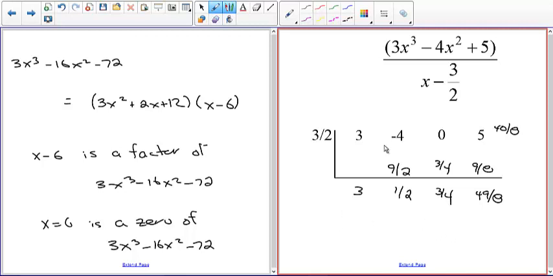So the answer to this one does have a remainder. So this divided by that is going to be 3x squared plus 1/2 x plus 3/4 plus 49 over 8 times x minus 3/2, like that.